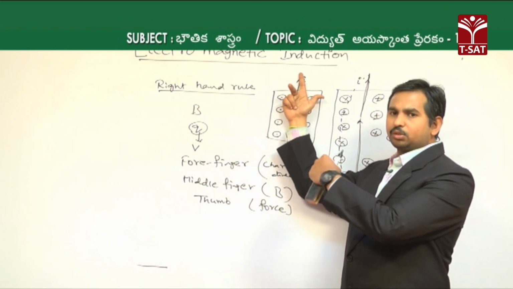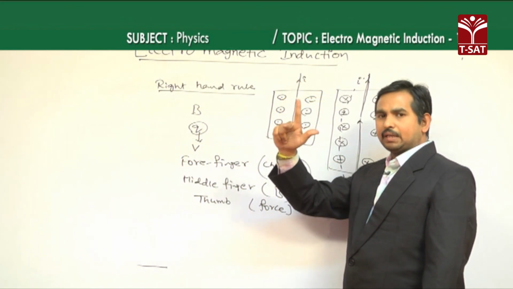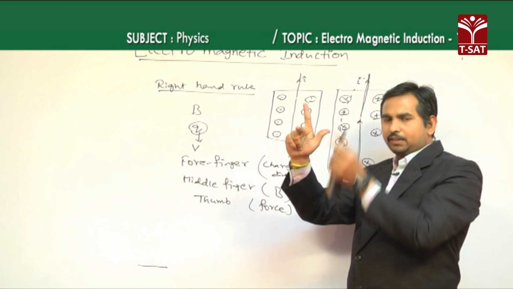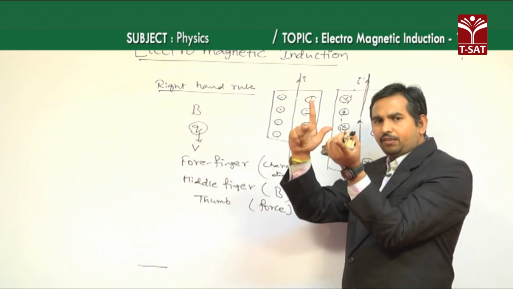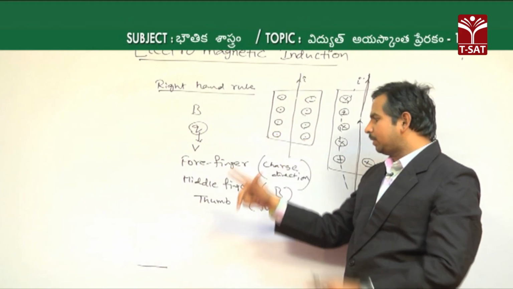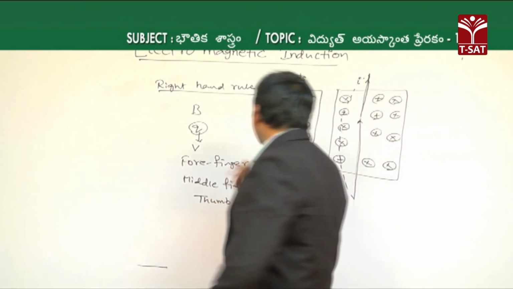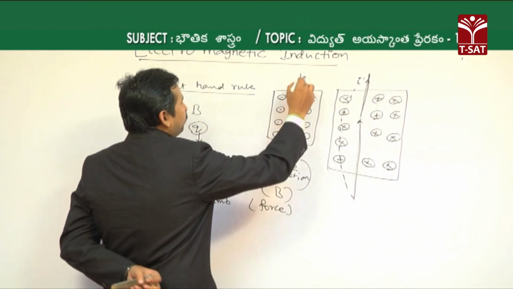Then my thumb represents towards me, to the right side here, like this. The current carrying wire is upwards and the magnetic field is acting towards you, and on this side we have the thumb. That thumb represents the force acting. So this current carrying wire bends in this direction.